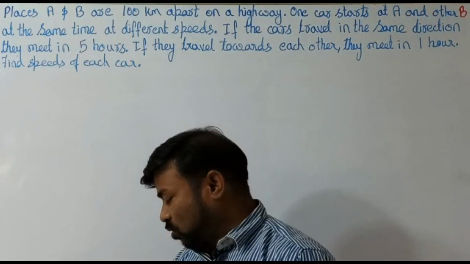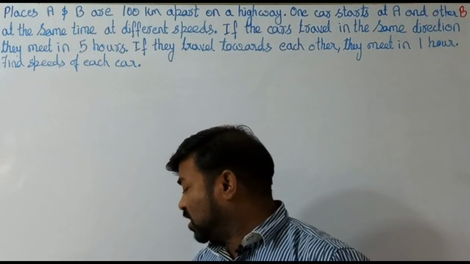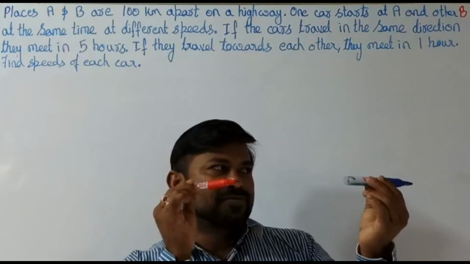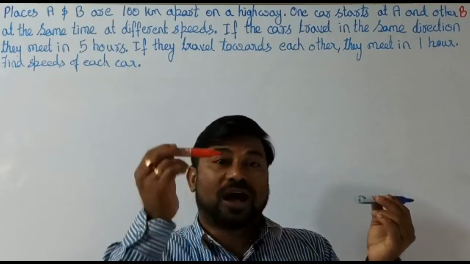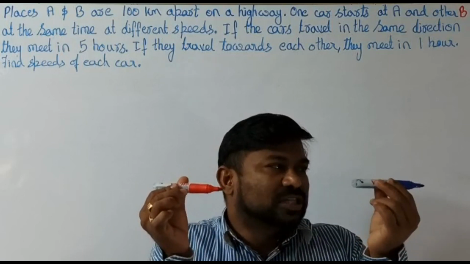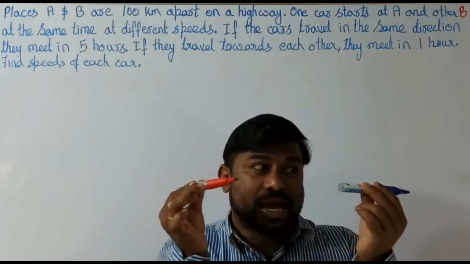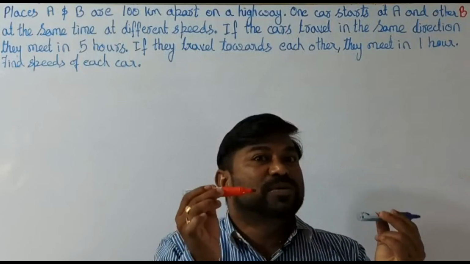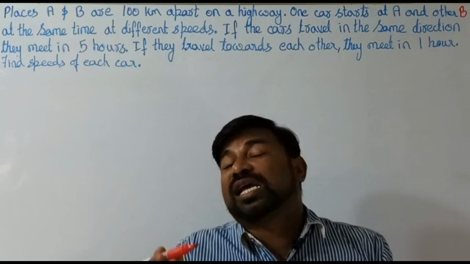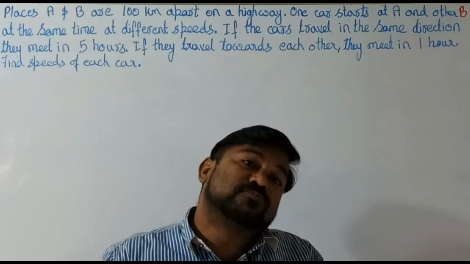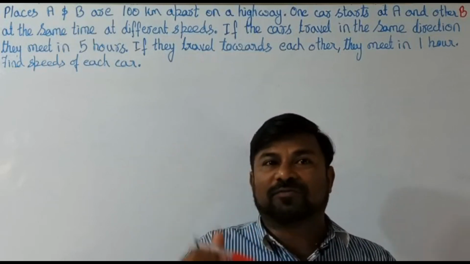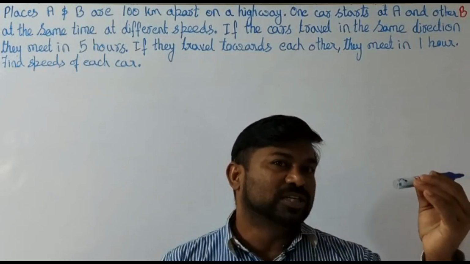This is a beautiful point you are supposed to understand now. If car A and B are moving, this one started at A and this one started at B. What he said is they are moving in the same direction but at different speeds, so we don't know the speeds. Let us assume the speed of one car as X and the speed of the other car as Y. Speed of first car, X kilometers per hour. Speed of second car, Y kilometers per hour.